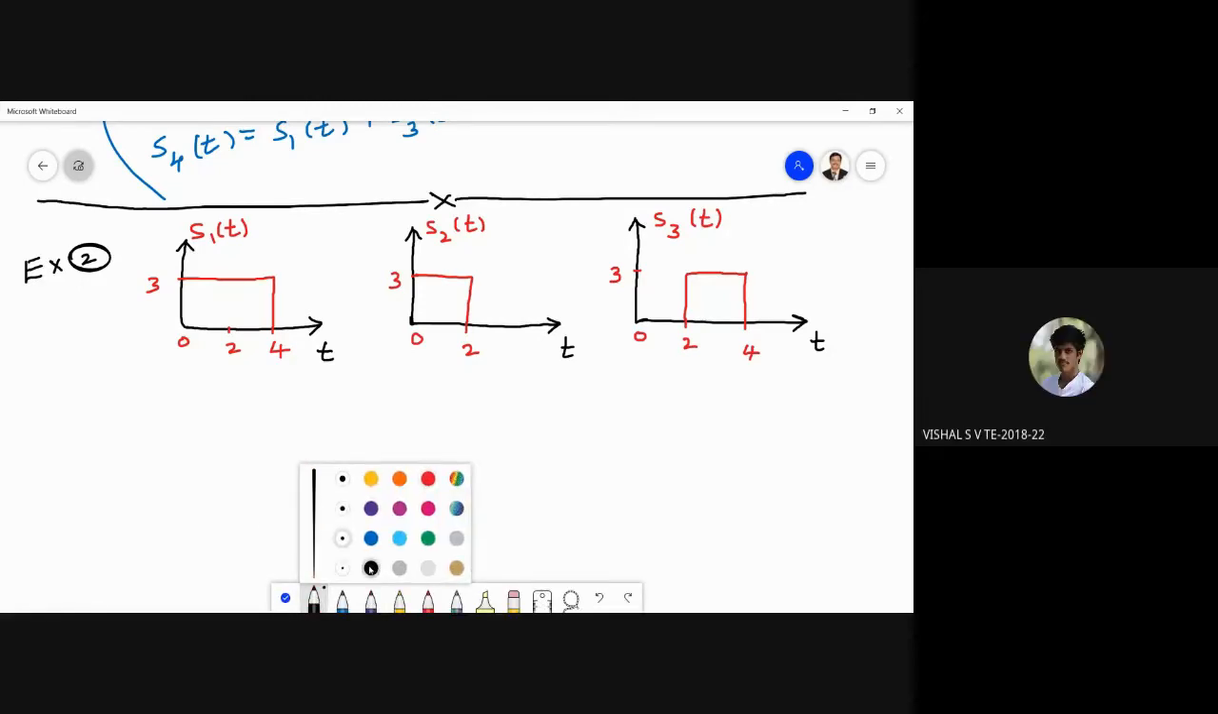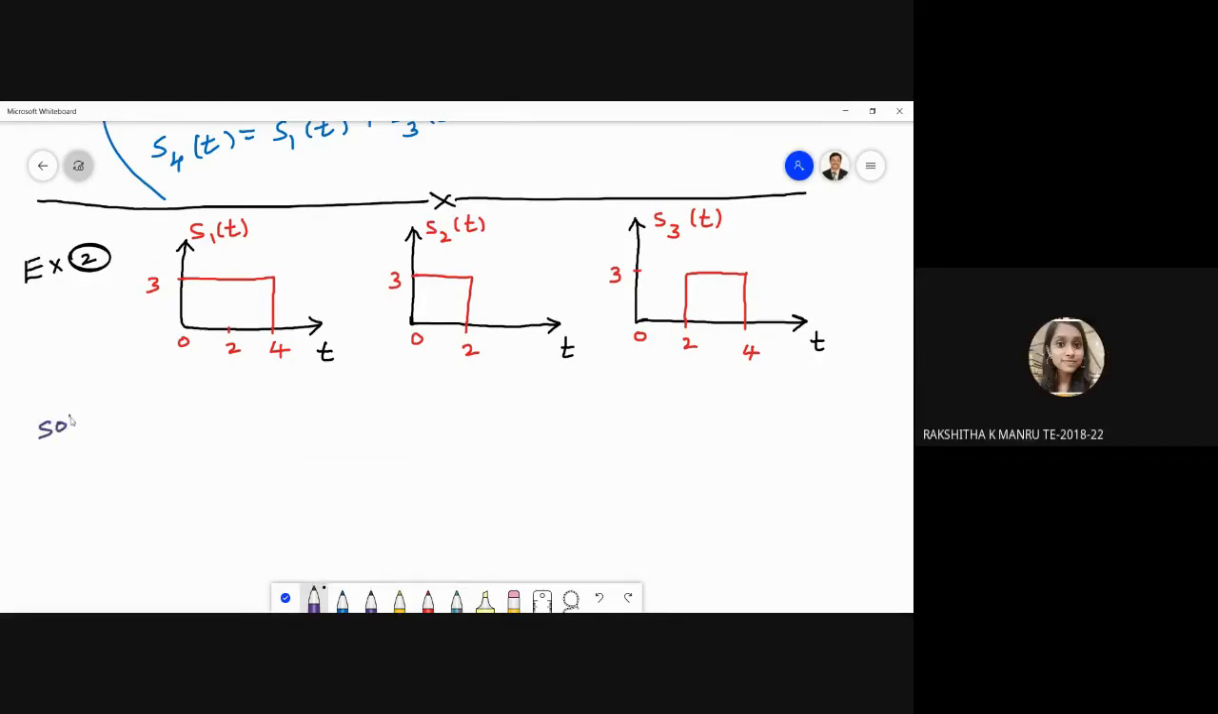Sir, we have to find Q1. Energy of S1 of t. So we have to find a relation between the three. Dependent, first. Independent. Yeah, correct.